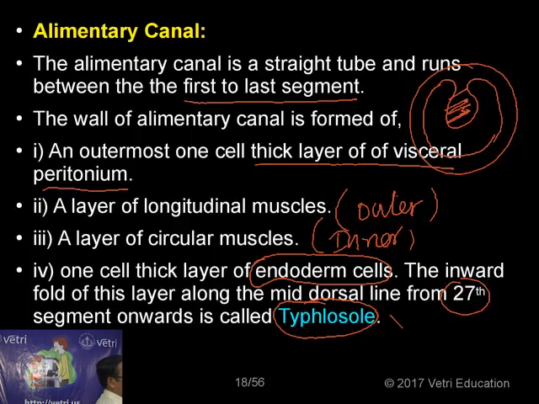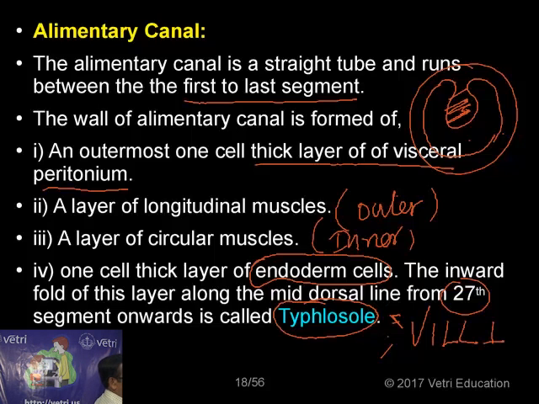This is the sectional view of the digestive system, the alimentary canal. This is the lumen. This is the body wall, the dorsal wall. Particularly the endoderm, the innermost layer, is being produced into an inward folding. That inward folding is called typhlosole, and that is found from the 27th segment till the 35th segment. It is meant for increasing the surface area of absorption, because absorption occurs in the intestine, particularly from the 27th to 35th. It is comparable to the villi of human beings.